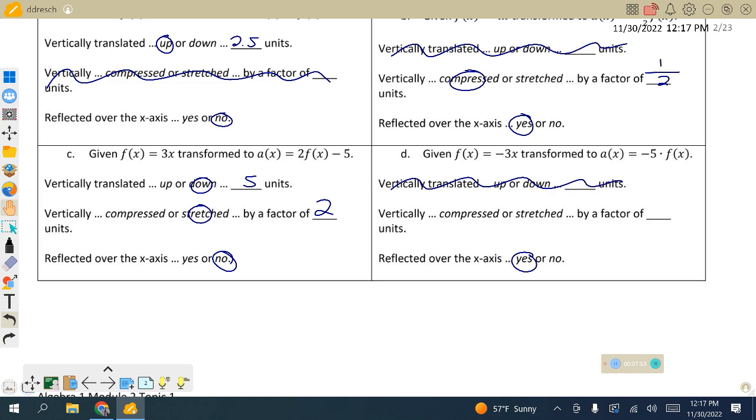Was there a stretch or compression happening? Definitely, because there's a 5 out front. When that number is out front, it's either stretch or compression. So we're now increasing. And what are we going to do now? Increase more or increase less? It's more, right? Because it's 5.